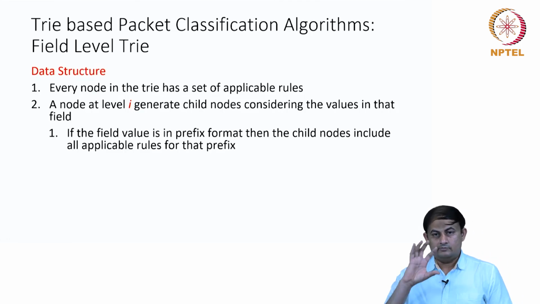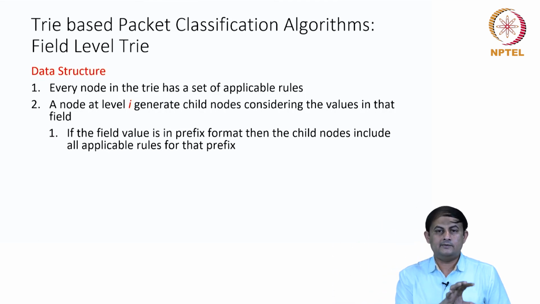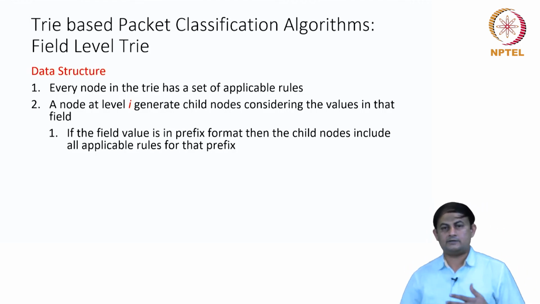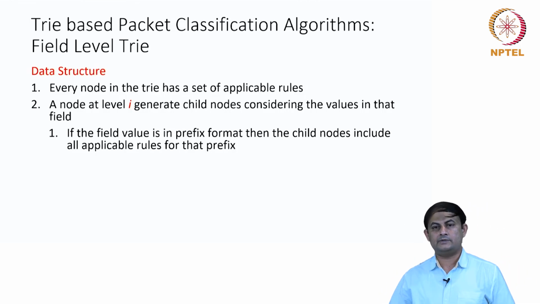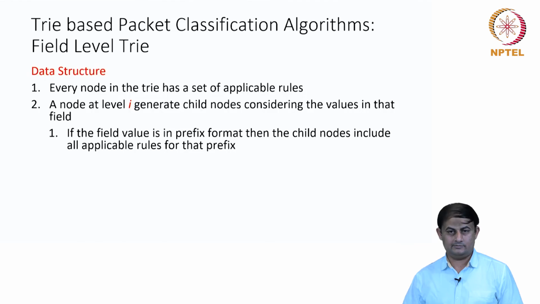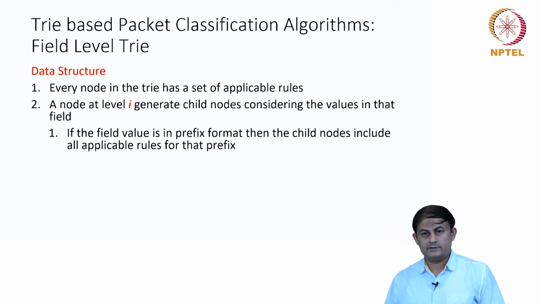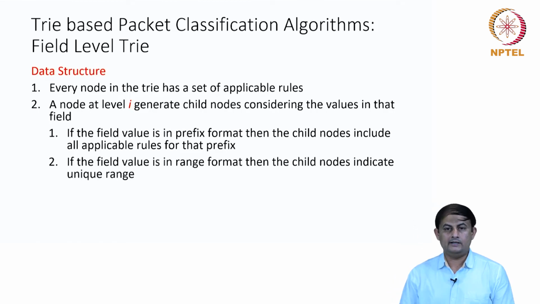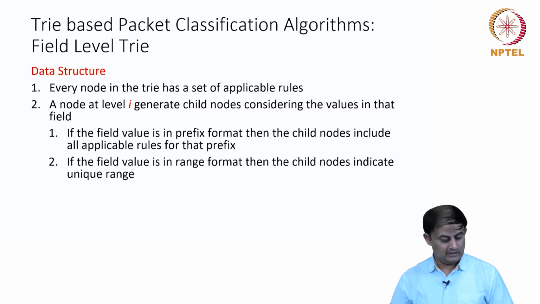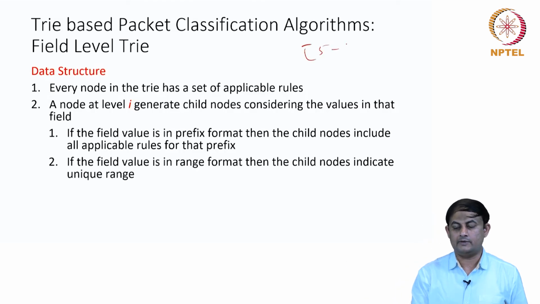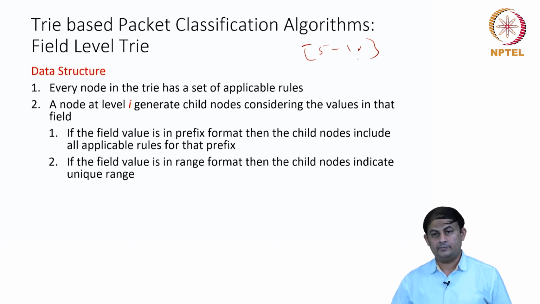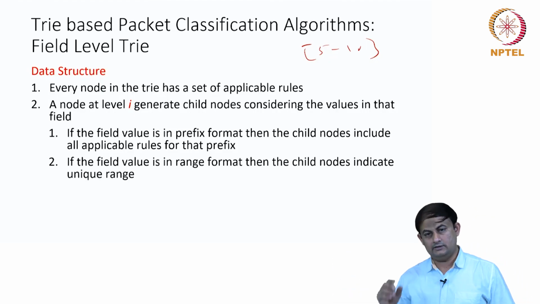If the field value, meaning the dimension D1 or D2, whatever I am saying: sometimes with the source and destination IP address I can express it in the form of a prefix, but if you use other fields like the port numbers, they are not necessarily in prefix format. If there is a prefix format, then for that prefix you will have a child node. And if the field value is expressed as a range, particularly if I say the port number needs to be between 5 and 10, then for every unique range I am going to create a child node.